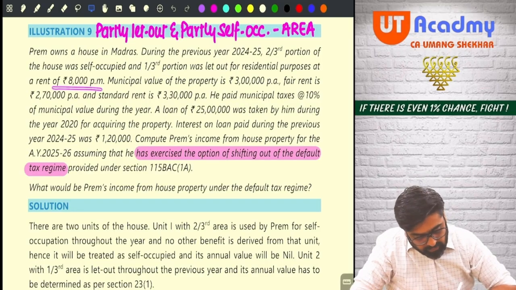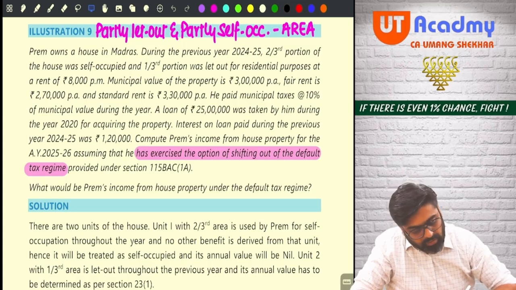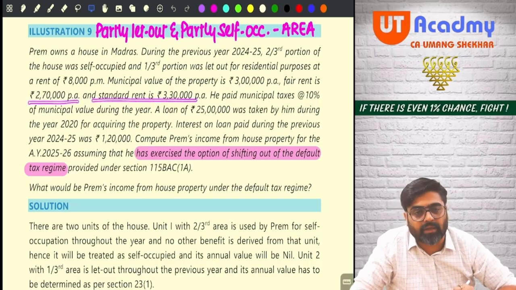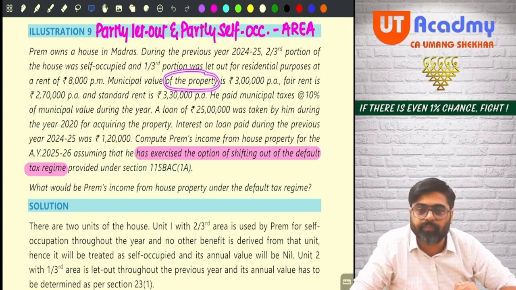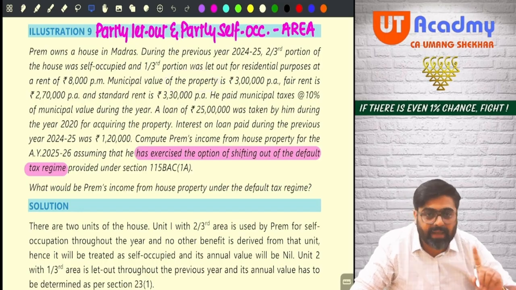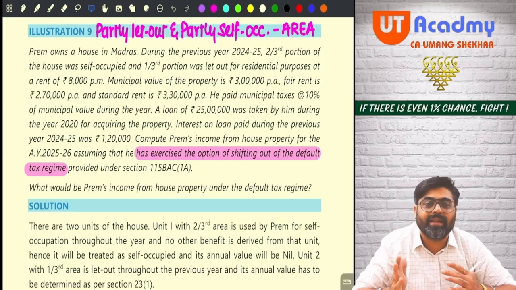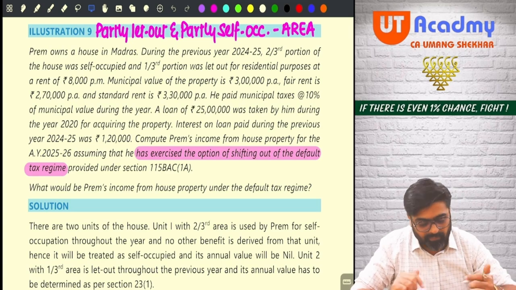At a rent of rupees 8,000 per month. So what is the rent of that let out portion? 8,000 per month, okay? Next one, municipal value of the house property is 3 lakh. Fair rent is 2 lakh 70 and standard rent is 3 lakh 30,000 per annum. Okay, very good. So can I say this is the municipal value of the property? Of the property means for the entire property. So we'll have to divide all these figures into let out portion and self-occupied portion in the ratio of 2/3 and 1/3. Okay. Next one.